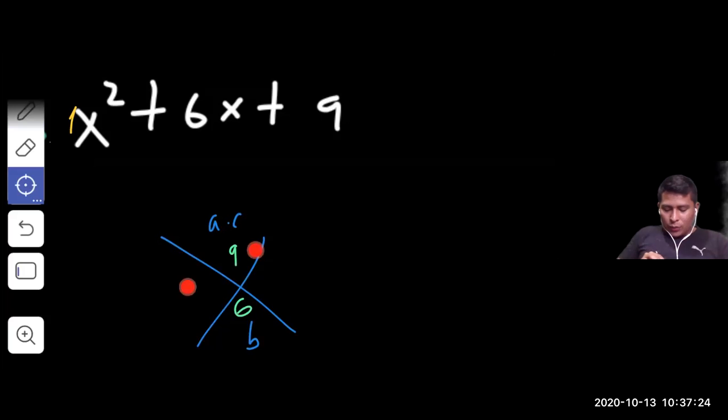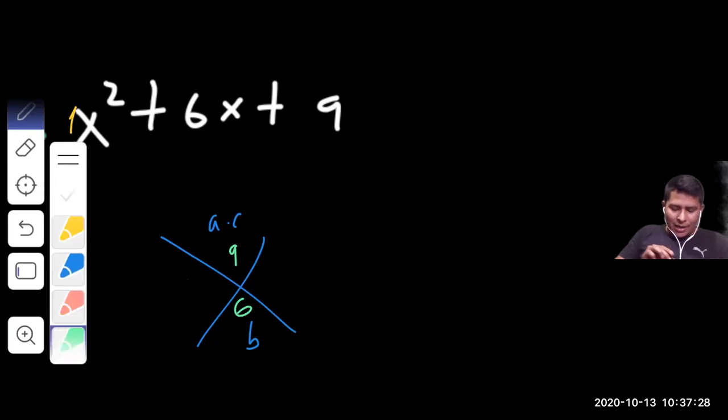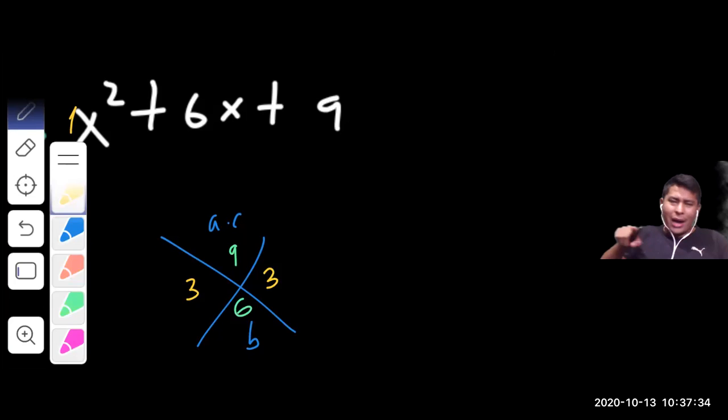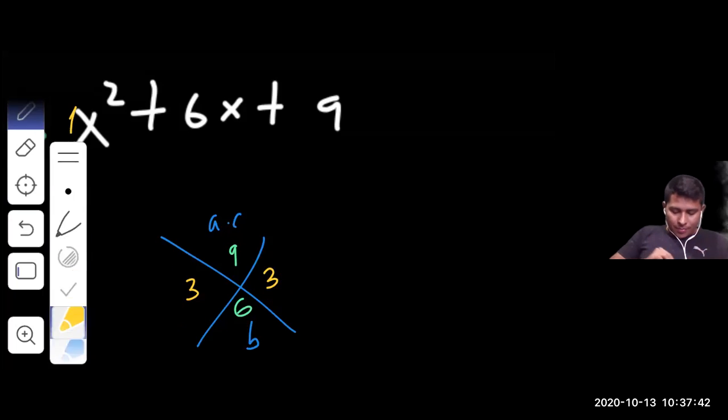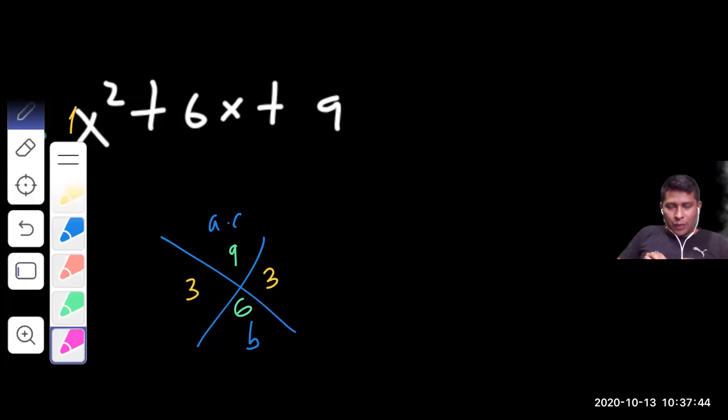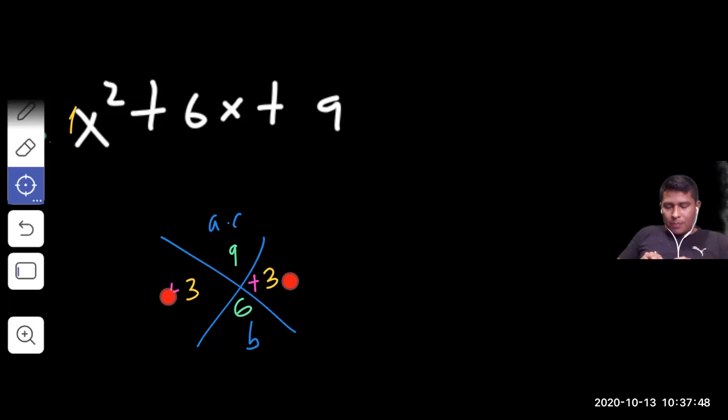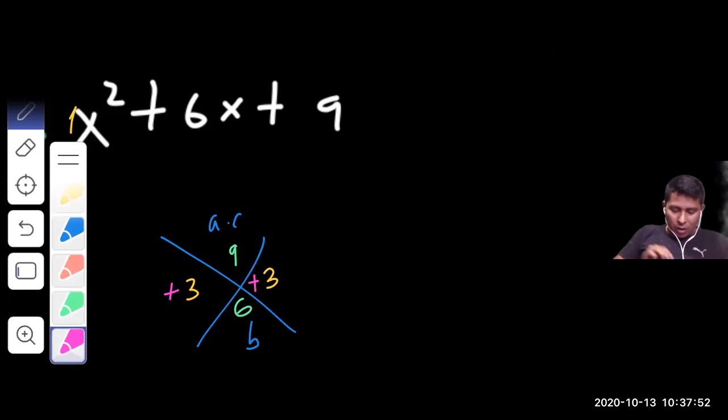And now I need to factor 9 using two numbers that I can get 6 from. 9: 3 times 3. 3 times 3 is going to work because 9 and 1 is not. 3 times 3, I get 9. Perfect. But now using these two numbers, how can I get 6? By adding both of them: positive 3 and positive 3 is positive 6. We did it.